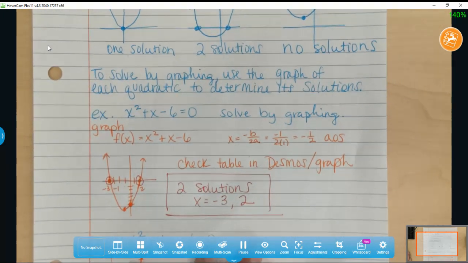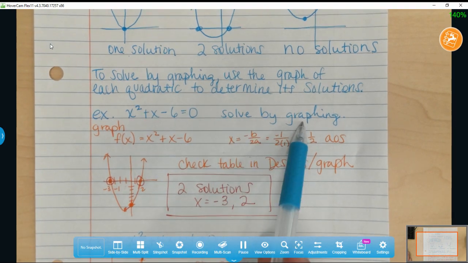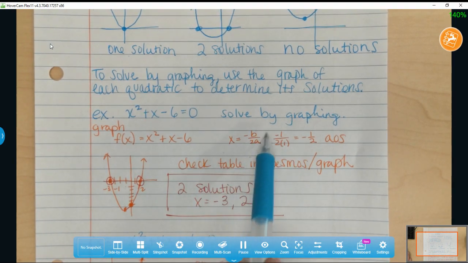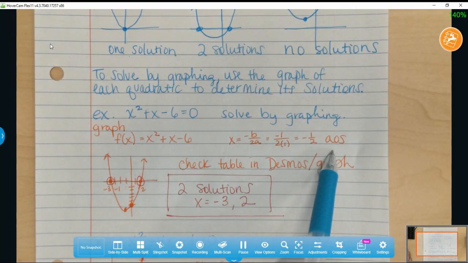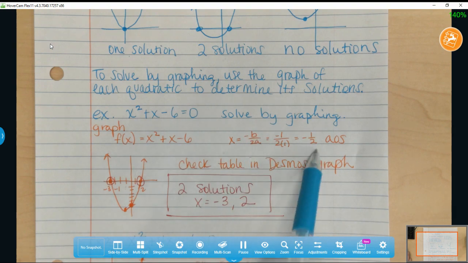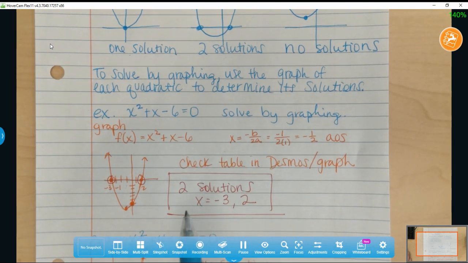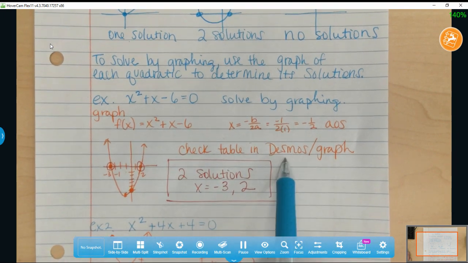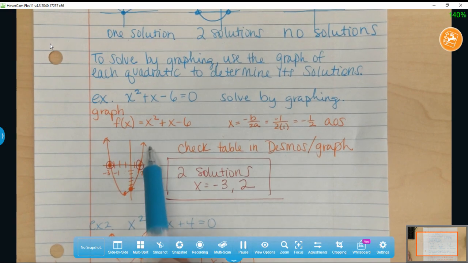To solve by graphing, just to keep it as simple as we can, we covered graphing last class period. So of course you can solve using negative b over 2a. We can find the x coordinate, which is also the axis of symmetry. We could then get our y coordinate of the vertex and do some detective work that way. But for today, we can also just go to Desmos, put in our equation, and check the graph.